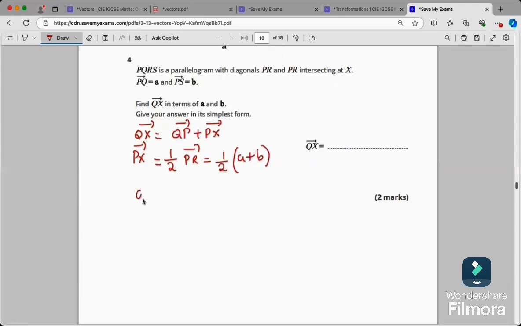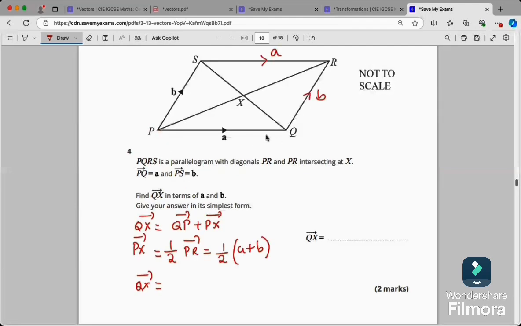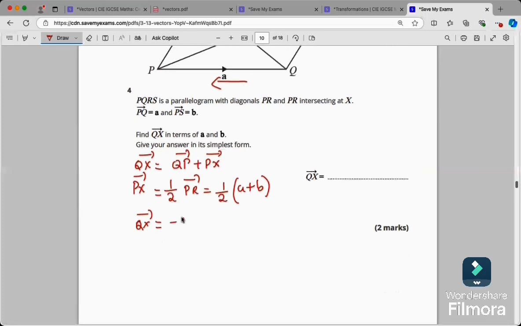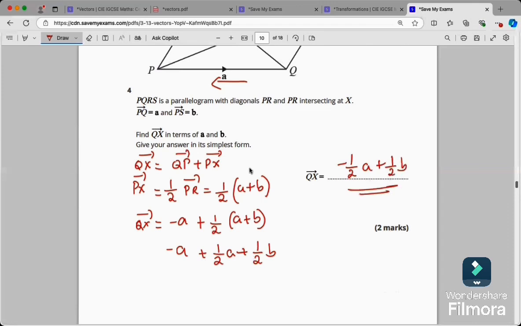Therefore, QX is equal to QP, which is Q to P. So you go like this. So it will become minus A plus PX, which we found just now, half of A plus B. Therefore, simplify this part. So half A plus half B. So it will become minus half A and positive half B. That's it.